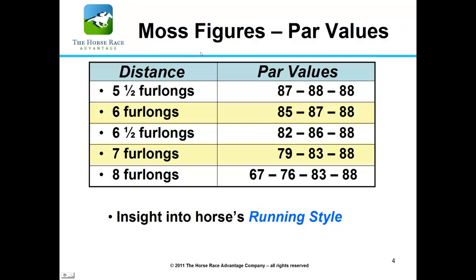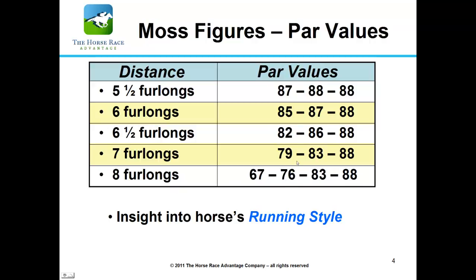So when we look at the Moss figures, the distances are from 5.5 furlongs to 8 furlongs. The par values for 5.5 furlongs are 87, 80, 88. 6 furlongs, 85, 87, 88. 6.5 furlongs, 82, 86, 88. 7 furlongs, 79, 83, 88. 8 furlongs, 67, 76, 83, and 88.